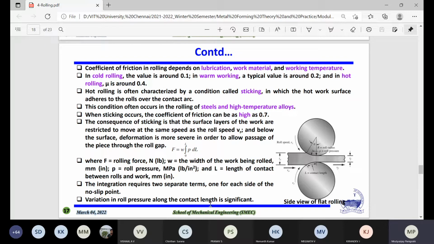So the variation in roll pressure along the contact length is significant. You have to think about the roll pressure, which is much more important here, because the moment you have friction, your roll pressure is also increasing. The roll pressure increases on the left hand side, and at the same time, on the right hand side, where you also get friction, you are creating roll pressure too. That's why you have to take two integrations, one on the left hand side and one on the right hand side. Fine? Is it clear?